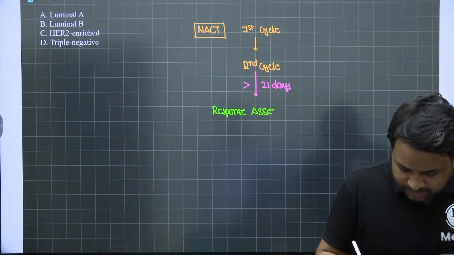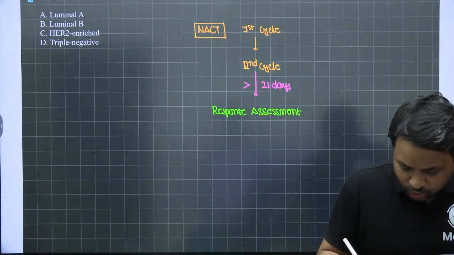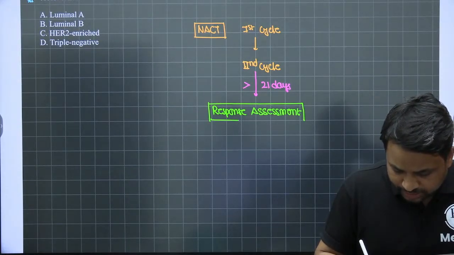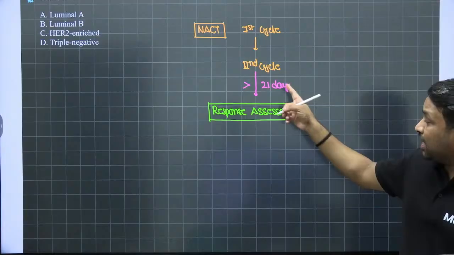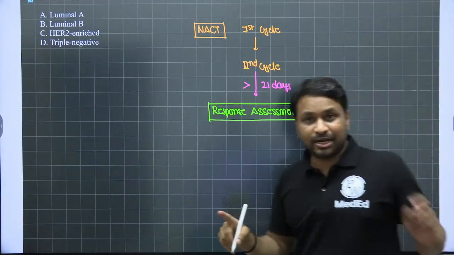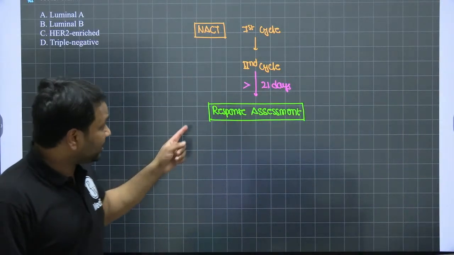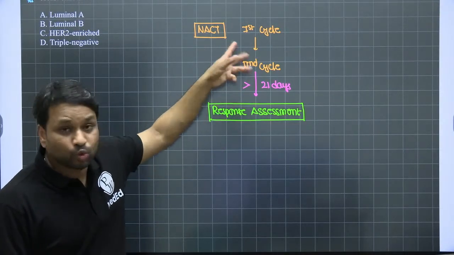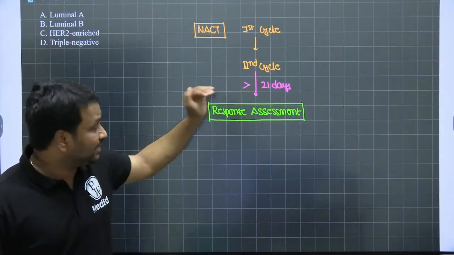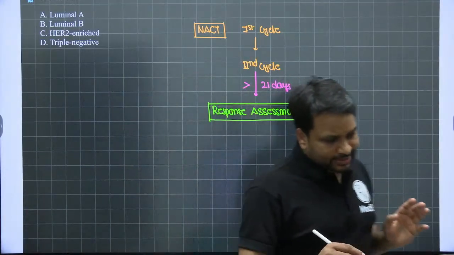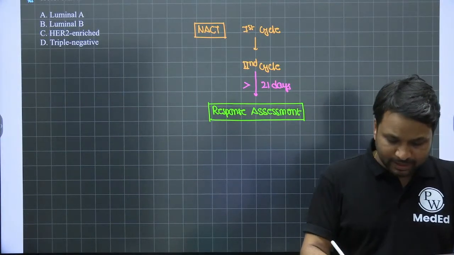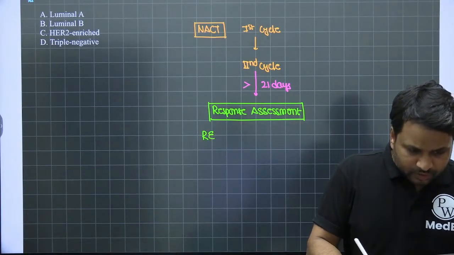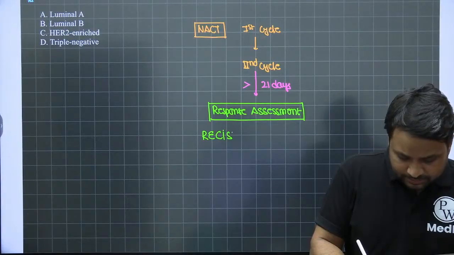This itself is your exam question. When do you want to do a response assessment in a patient receiving neoadjuvant chemotherapy? I will do it 21 days after completing 2 cycles. I'm repeating again: I will do a response assessment 21 days after completing 2 cycles of chemotherapy. Now, this response assessment is also commonly known as the RECIST.